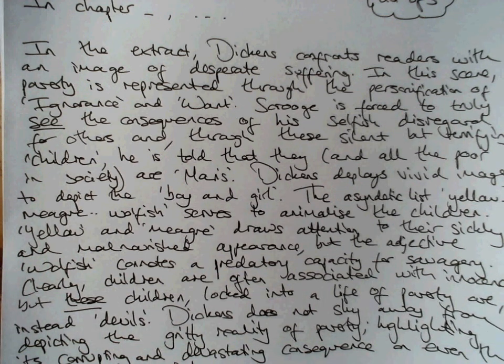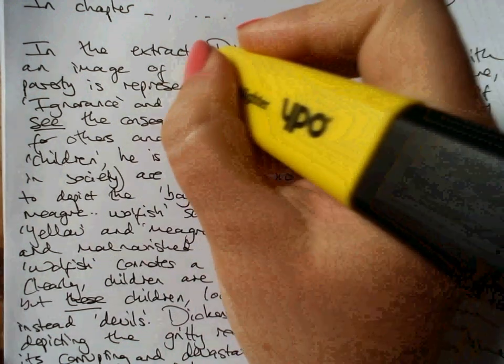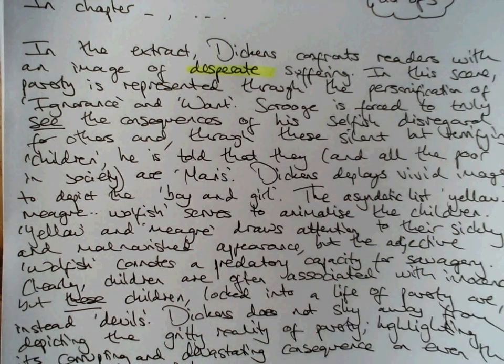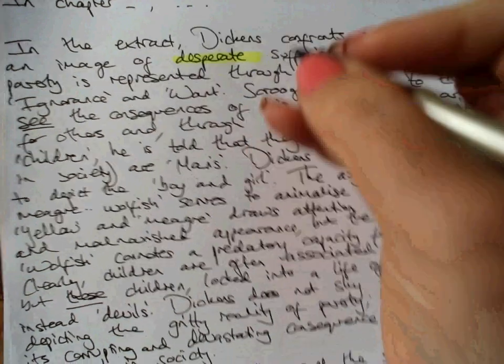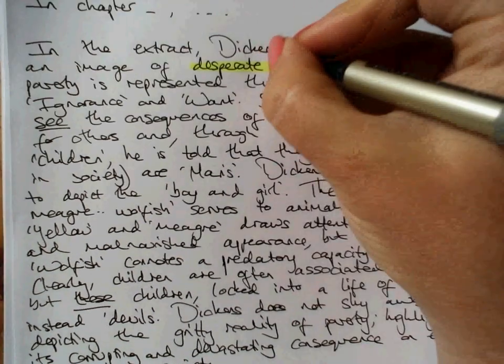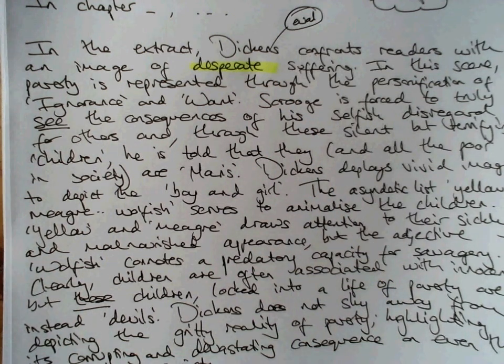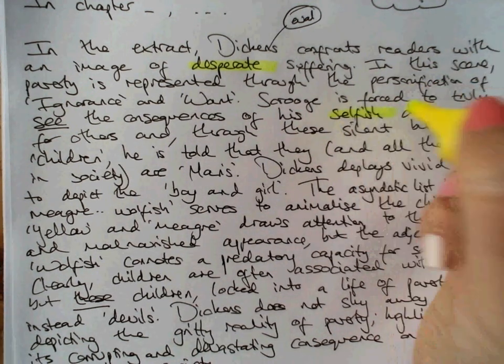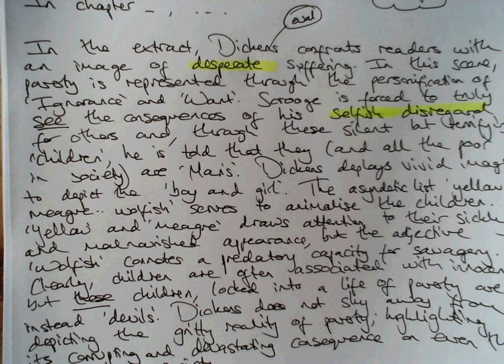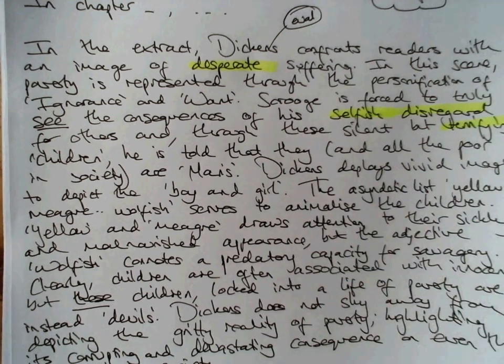So, as you can see, I've said in the extract, Dickens confronts readers with an image of desperate suffering. So anytime I use an adjective, really, a summary word, this is bumping me into that skill of evaluation, which is that grade 9 feature. In this scene, poverty is represented through the personification of ignorance and want. Scrooge is forced to truly see the consequences of his selfish disregard for others. And through these silent but terrifying children, he is told that they and all the poor in society are men's business.